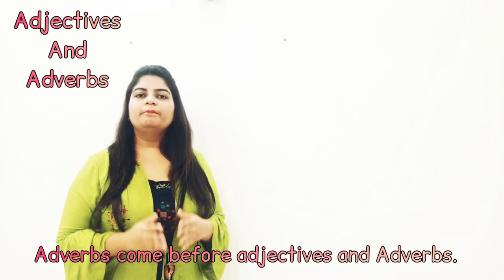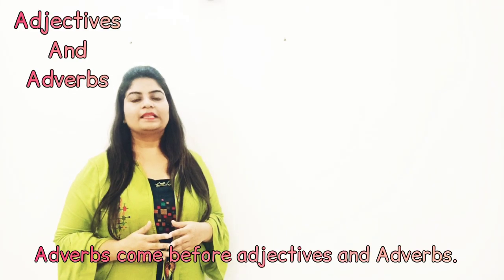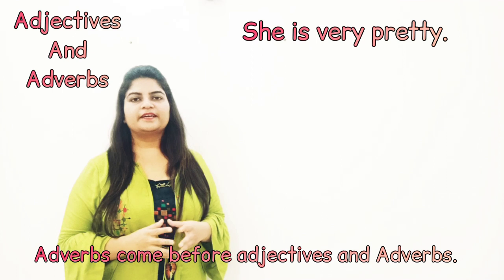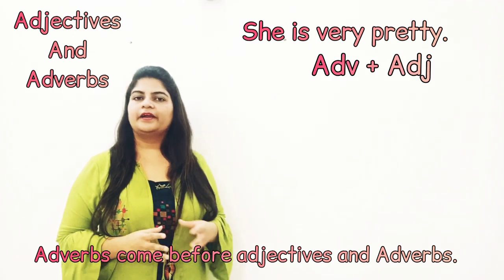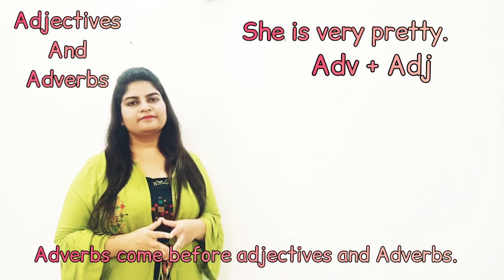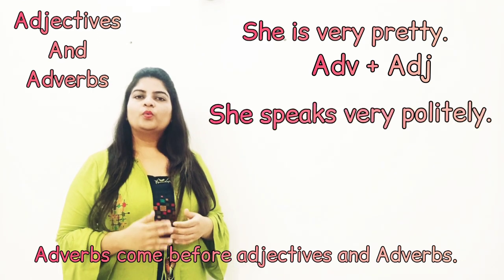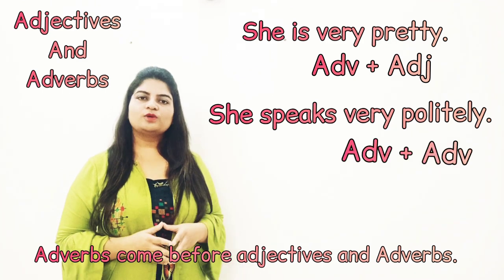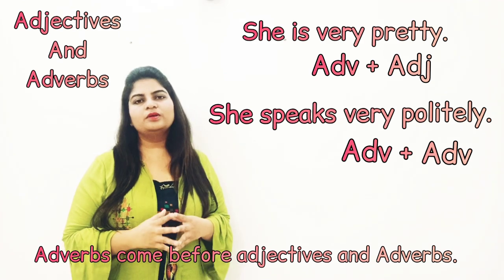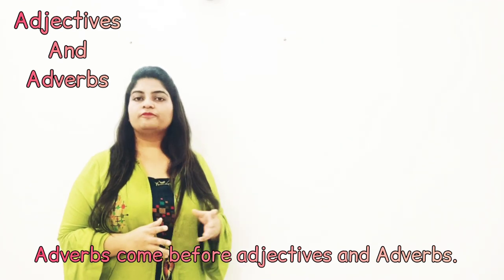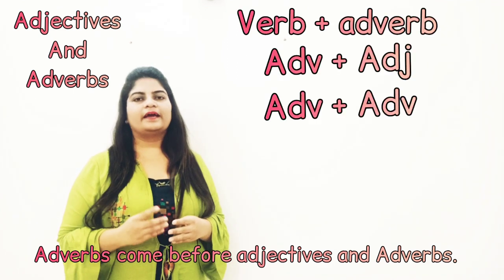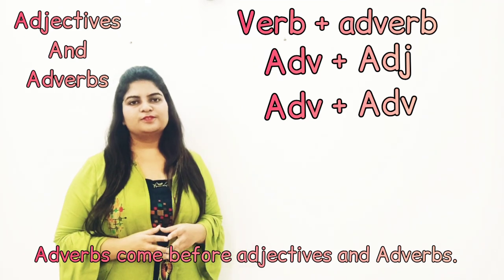So talking about adjectives and adverbs, the adverb will always come before the adjective and adverb. Like, she is very pretty. Now pretty is an adjective and very is an adverb, and it is coming before the adjective. Or she speaks very politely. Now politely is an adverb and very is also an adverb, and it is coming before the adverb. So in case of a verb, it will come after the verb, and in case of adjectives and adverbs, an adverb will always come before these two.